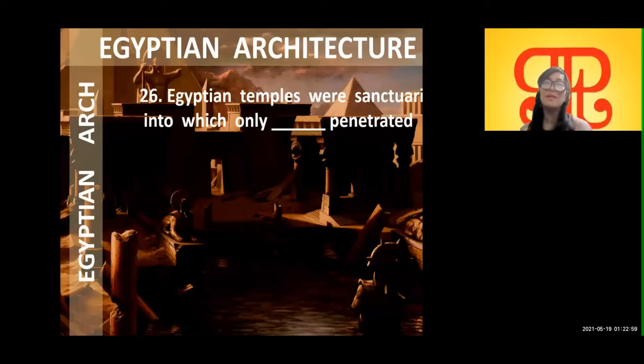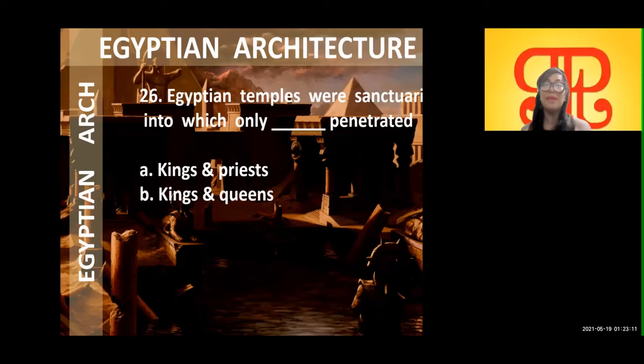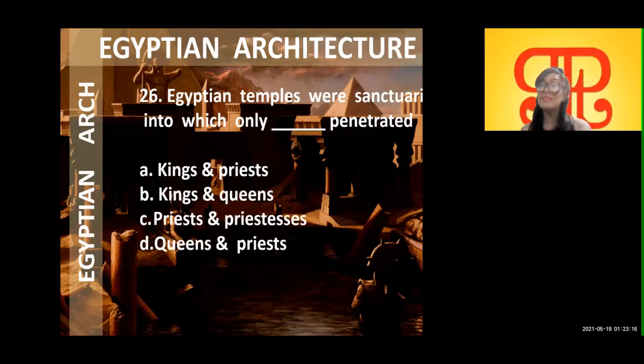Egyptian temples were sanctuaries into which only blank penetrated. So who can only enter this sanctuary? Is it A, the kings and priests? Is it B, kings and queens? Or is it C, priests and priestesses? Or is it D, queens and priests? So the answer here is the kings and priests.